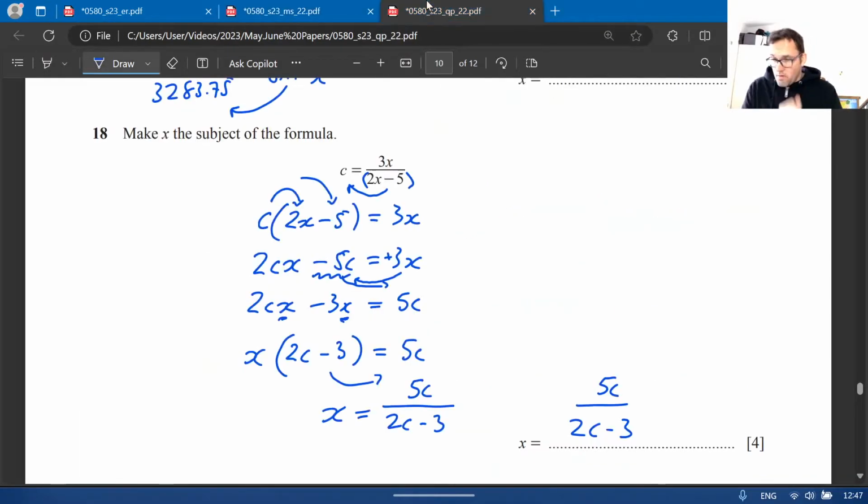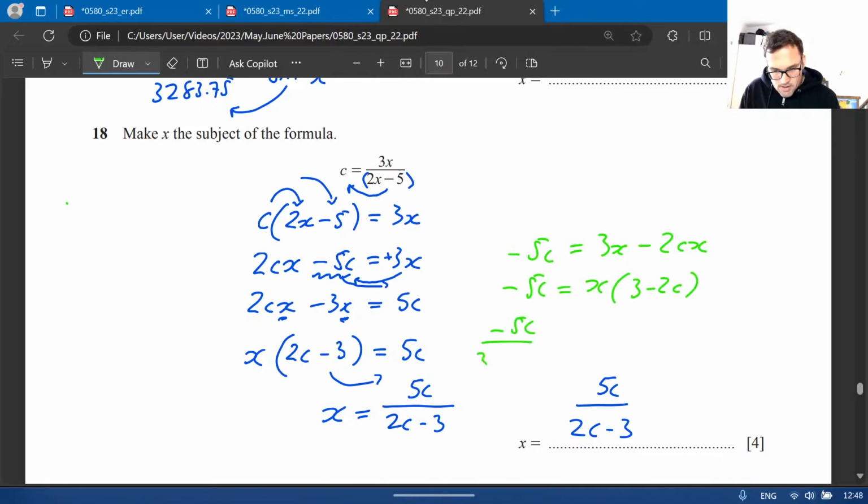I think what could be equivalent to that is if we did this step differently. If we left the minus 5c there, we had the 3x, and we moved the 2cx to the right. Which means when we factorize out the x, we'll get 3 minus 2c, and then we divide, which gives us minus 5c over 3 minus 2c equals x. That would be an equivalent answer. Everything's the signs are different. The 5c is a minus 5c, the minus 3 is a positive 3, the 2c is a negative. I believe that is equivalent, which they didn't put in the mark scheme.